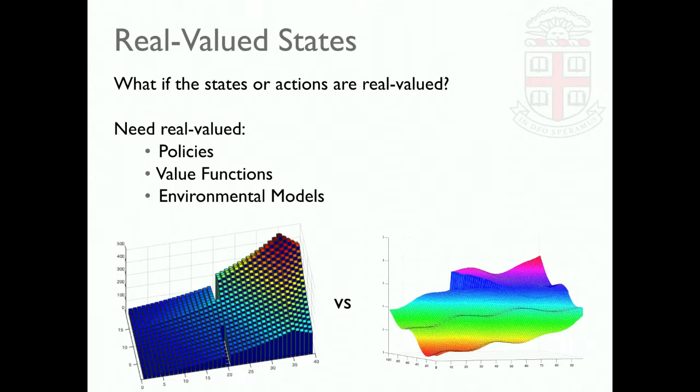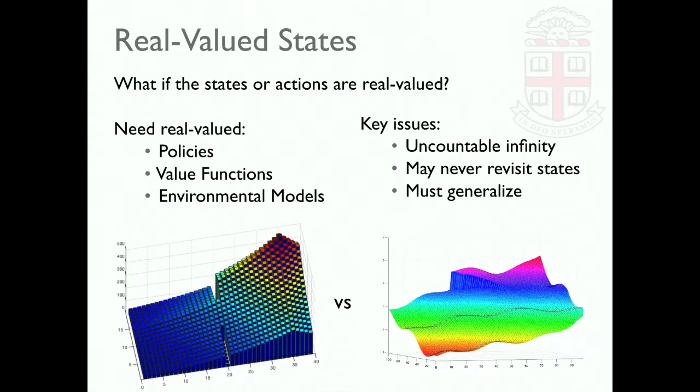So we might need real valued value functions. We might need real valued policies, that's state and action for the policies. And we might need real valued environmental models. And the key issues, if we're to learn this, one of them is how do you represent these things at all? But the key issue that you need to keep in mind is that in a real valued situation, there are uncountably infinitely many states. Because that has some consequences.